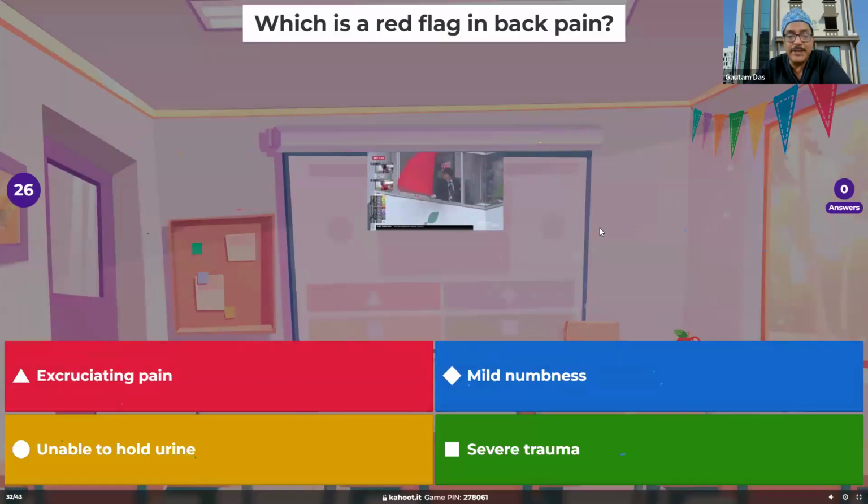This is for the next class, but just for today: which one of these is a red flag? Excruciating pain, mild numbness, unable to hold urine, severe trauma. We'll be discussing this in more detail in the next class, but just for today, a little bit of interest in what we are going to discuss.